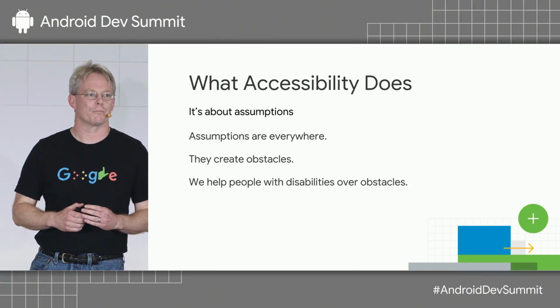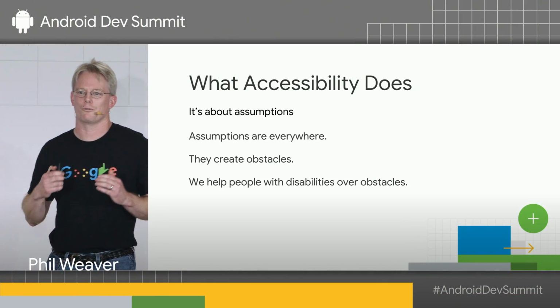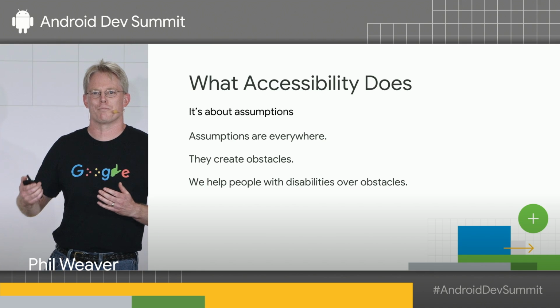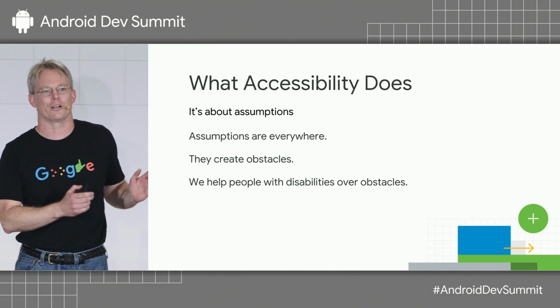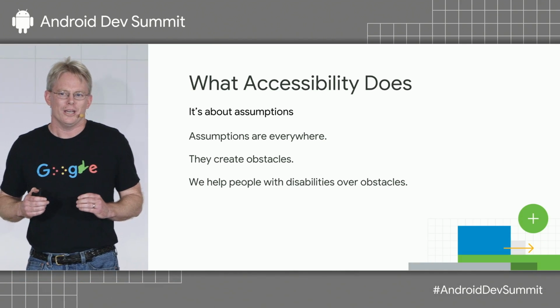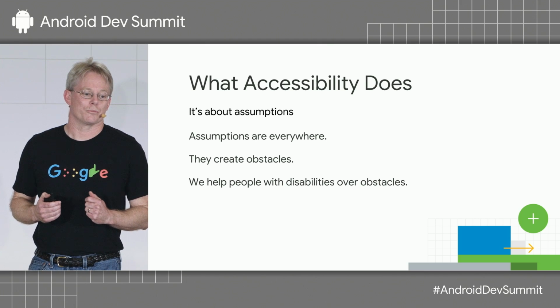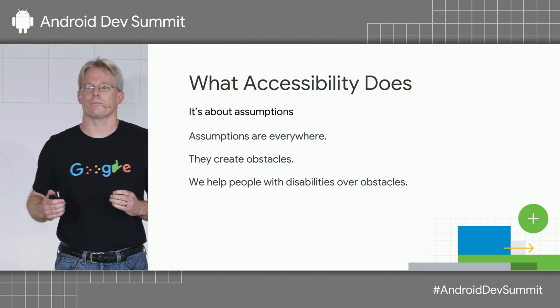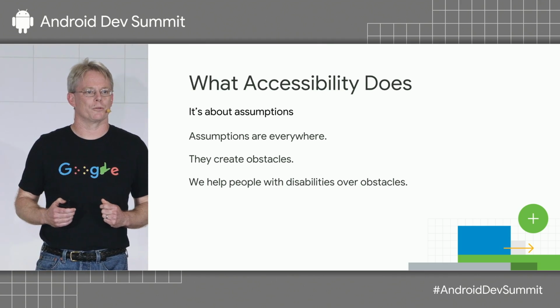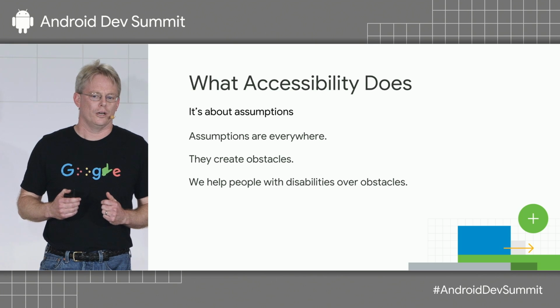So first, a bit about what accessibility does. Ultimately, a lot of engineering ends up being about assumptions, right? We usually discover that we've made an assumption when we realize it's not right. And that happens a lot with accessibility. It's really easy to make assumptions about what people, particularly people with disabilities, can and can't do.